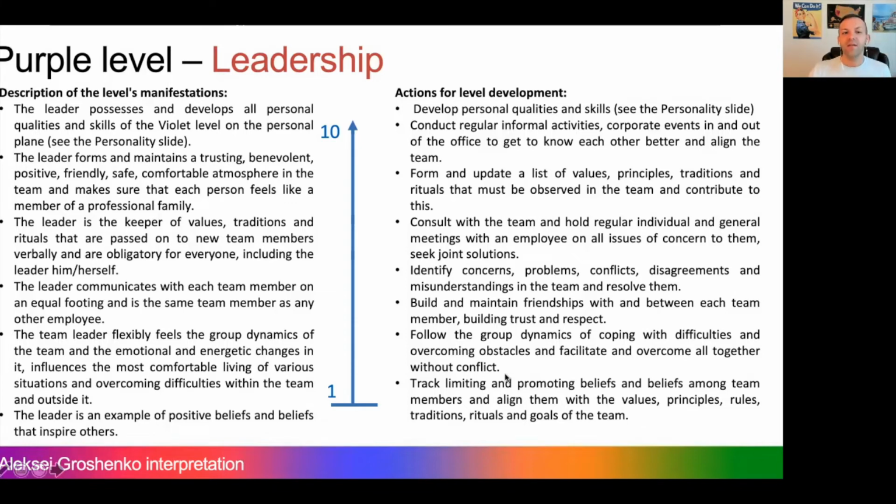Follow the group dynamics of coping with difficulties and overcoming obstacles, and facilitate overcoming them all together without conflict. That's very important. Track limiting and promoting beliefs among team members, and align them with the values, principles, rules, traditions, rituals, and goals of the team. Please continue this list if you have any other ideas, and post it in the comments under this video. So that was the leadership perspective.